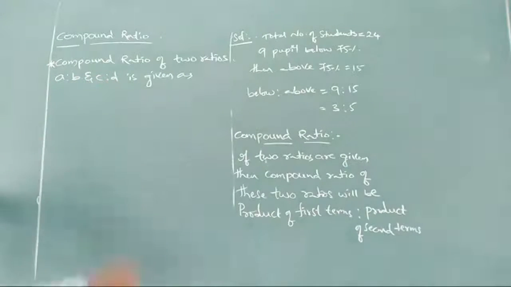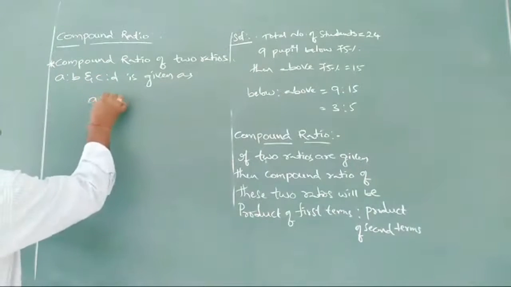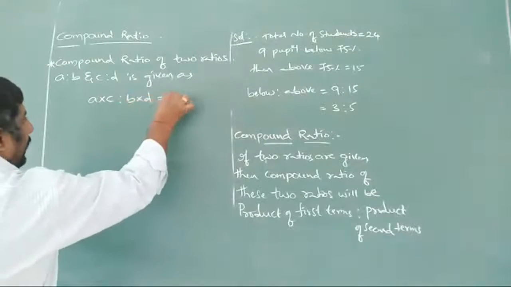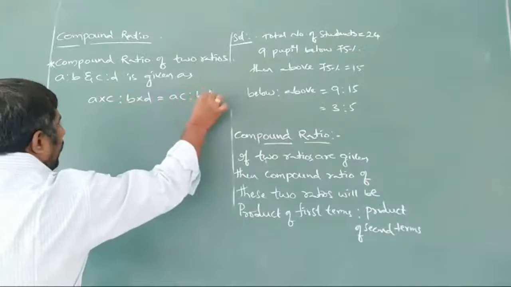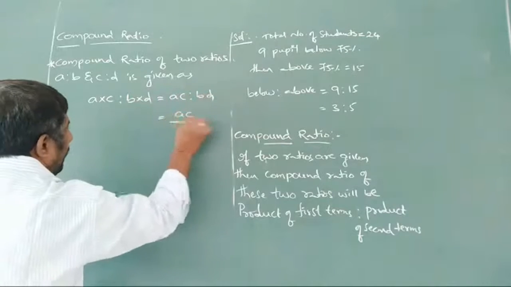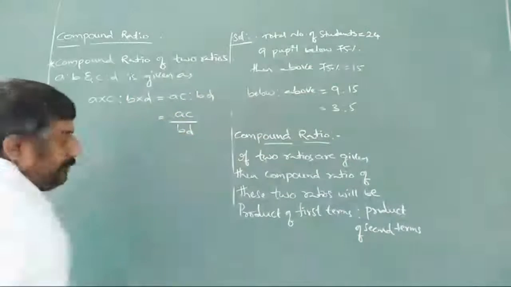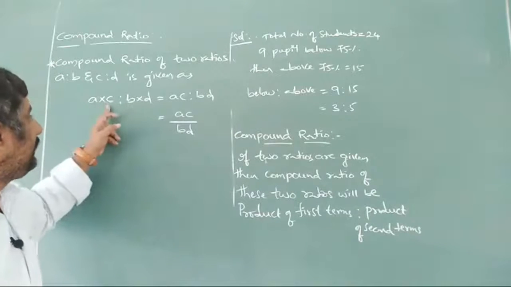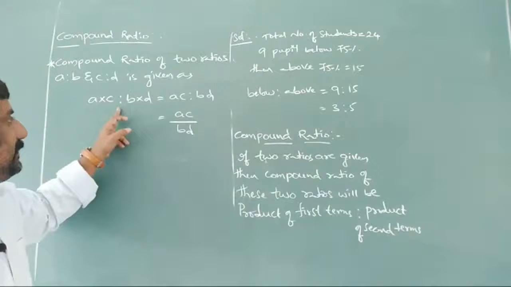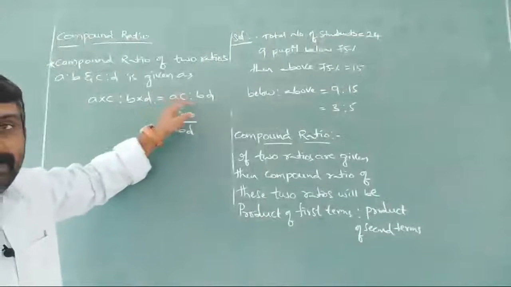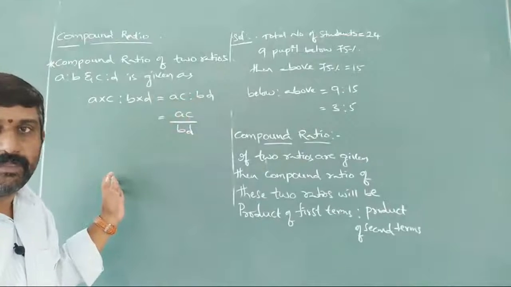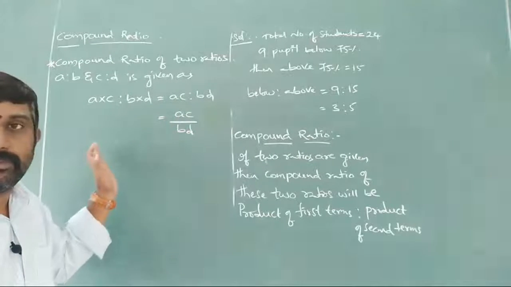So what we can write now is A into C is to B into D, or else AC is to BD, or else if you want, you can write AC by BD in fraction form. A into C is to B into D, or AC is to BD, or AC by BD also we can write here. So this is the compound ratio discussion.